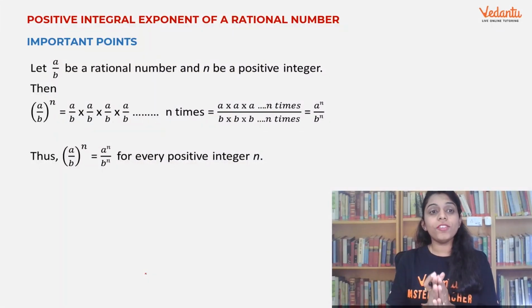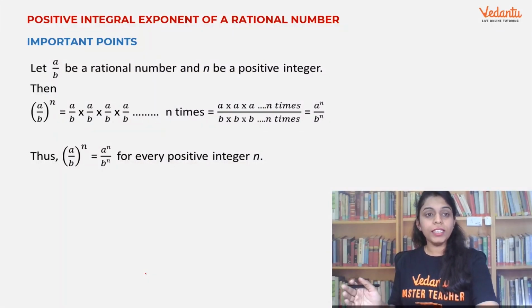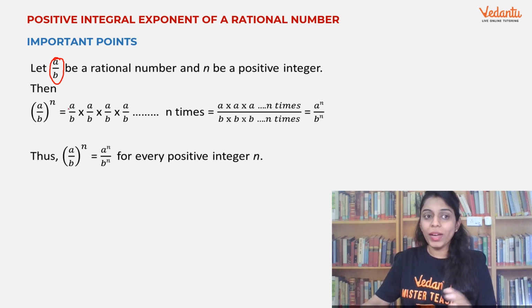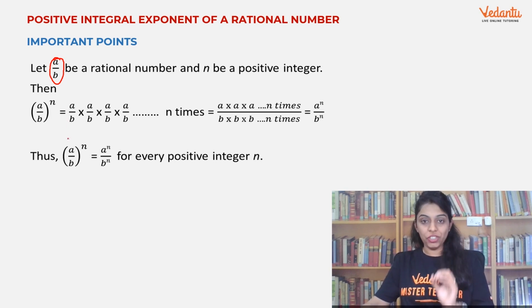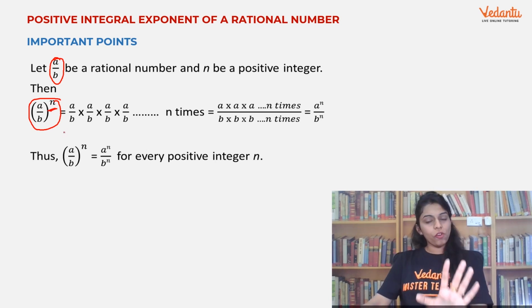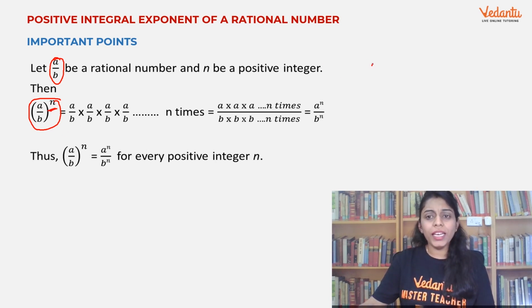So this is the first thing we are going to study, that is positive integral exponents of a rational number. Okay, we all know about it. A by B is a rational number where B is not equal to 0 and A and B are any integers. Now here if we put the power n, for example if I am putting A raised to the power n, what does that mean?